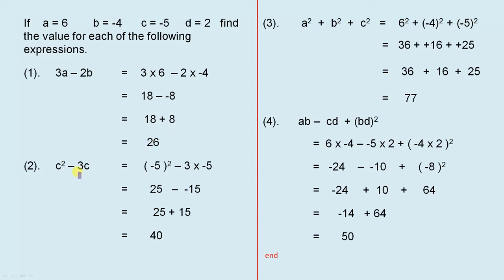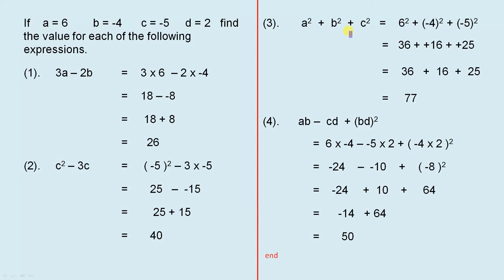C squared minus 3C. That gives us minus 5 all squared. That's the minus sign which is here. And 3C is 3 times negative 5. Minus 5 all squared is 25. There's the minus sign. 3 times minus 5 is minus 15. Those two signs give you a plus. 25 plus 15 gives you 40.